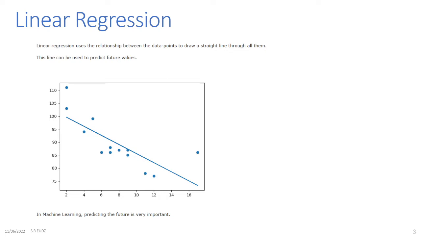So here, for example, these are the values, and maybe we can produce a linear regression based on these values. In machine learning, predicting the future is very important, so we can predict the values. Let's say these are the age of the car and the speed of the car. What will be the speed of a car if it is around 10 years old? We can get the value. What if it is around 14 years old? We can get the value.